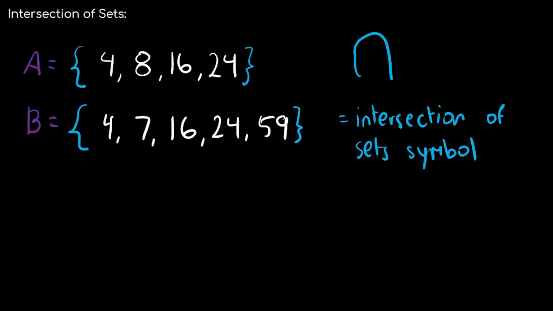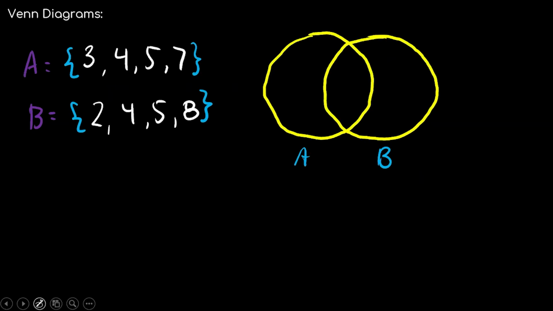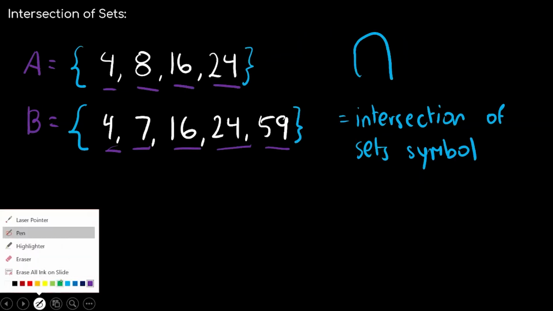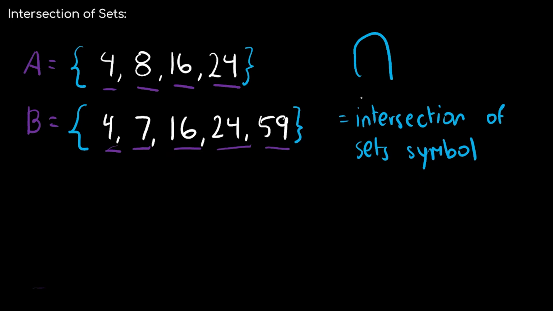Let's move on to the intersection of sets. Now we have right here another two sets, which is set A: 4, 8, 16, and 24. Set B is 4, 7, 16, 24, and 59. And then the symbol for the intersection is an upside down U.